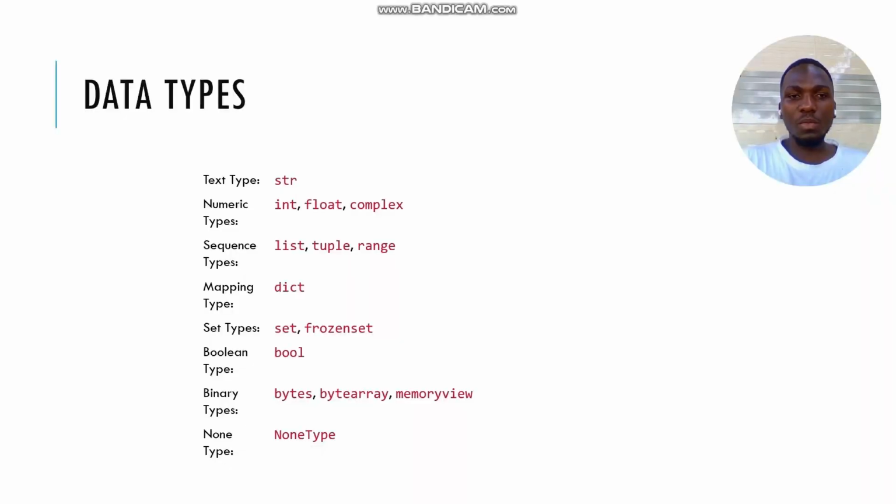So these are part of the data types that we have in Python. Text type, which are so-called strings, as str, the short form str. We have numerical types: int, float, and complex. We have sequential types: list, tuples, and range. Not only that, we have a number of them, as you can see here.